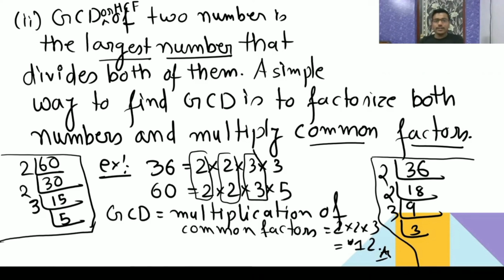So this is one way. You write the common factors of the numbers. This is a simple way. Now do the multiplication of the common factors and you will get the GCD.